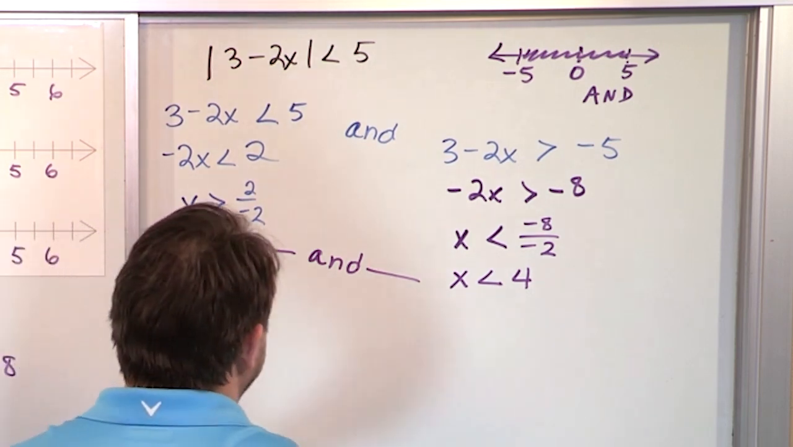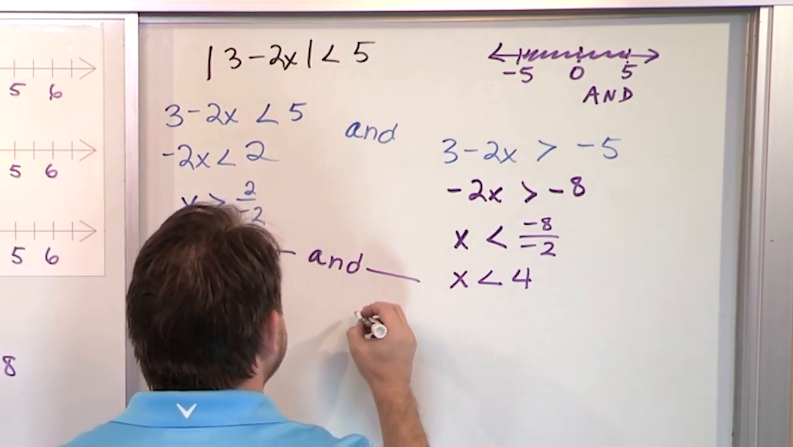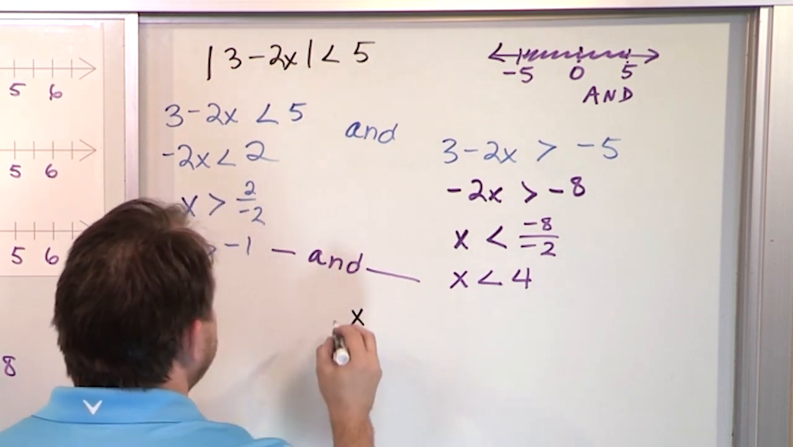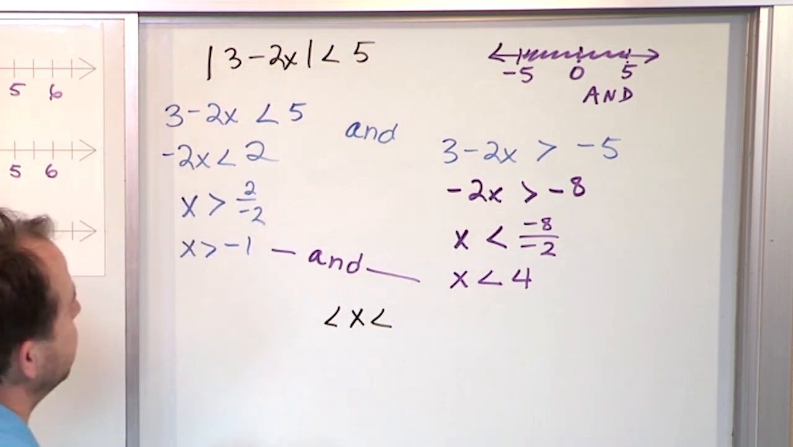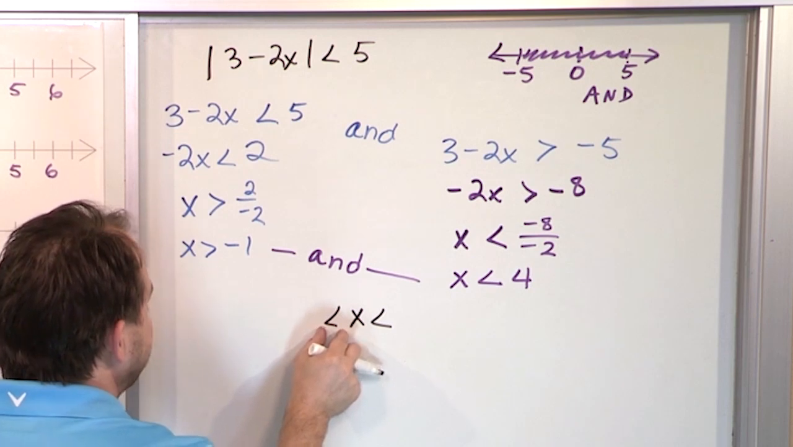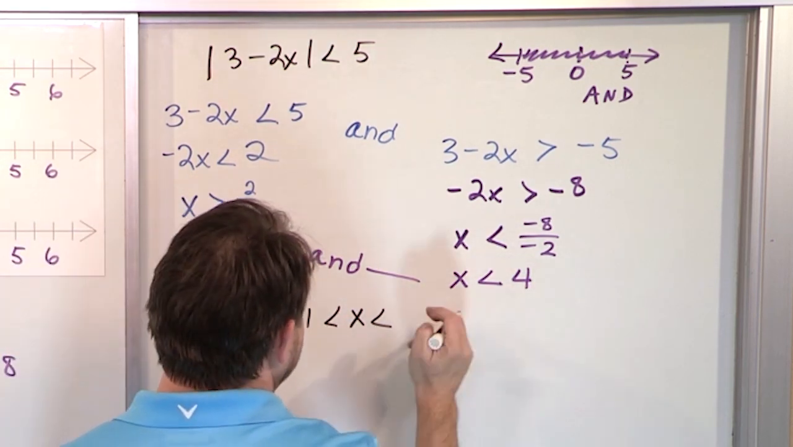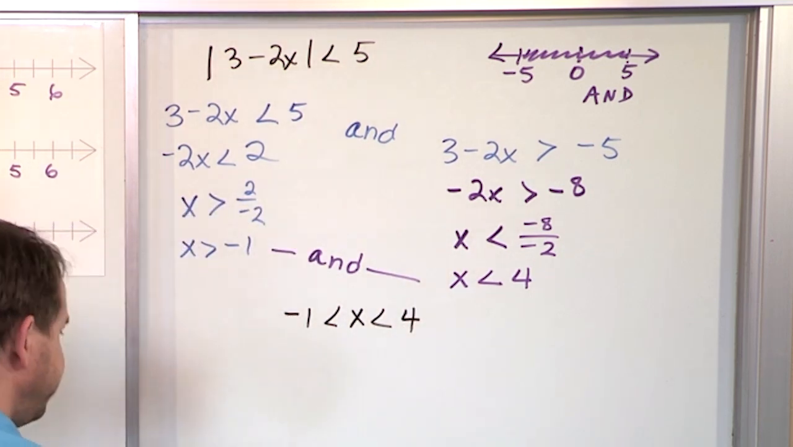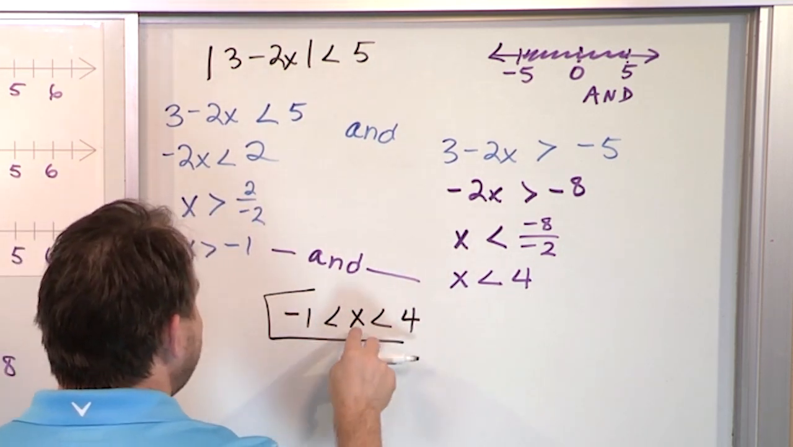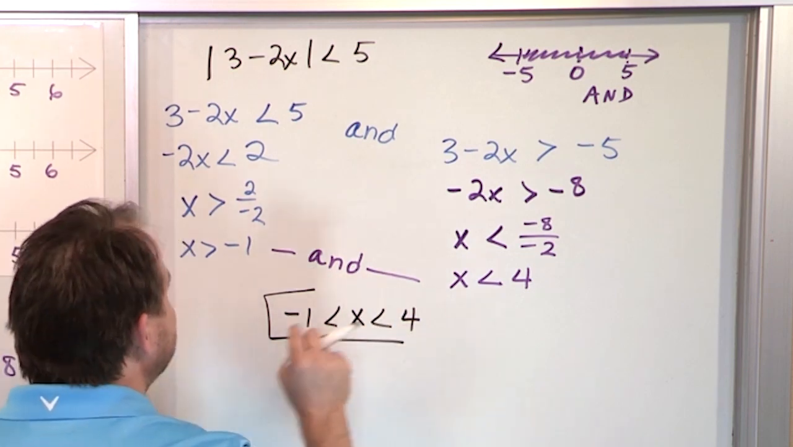And since they both have to be true, we can rewrite it again in our other notation. We'll put our less than signs in both places. x is greater than -1, x is less than 4. So this is what you would circle on your test. x is greater than -1 and at the same time less than 4.